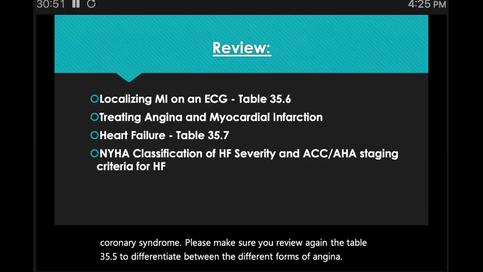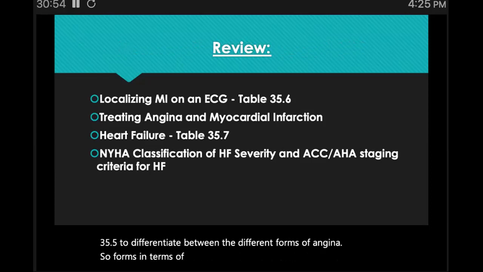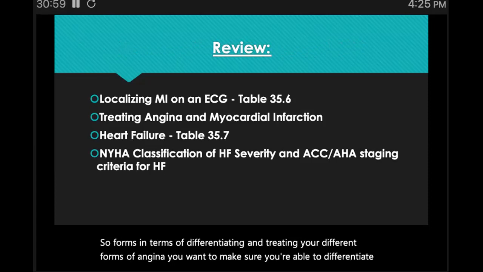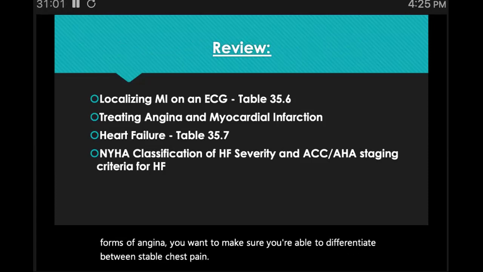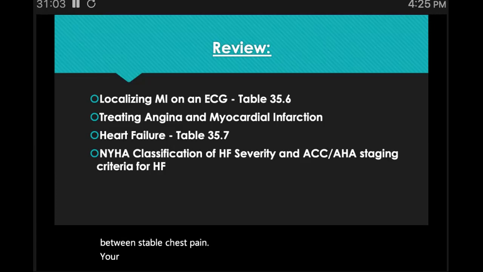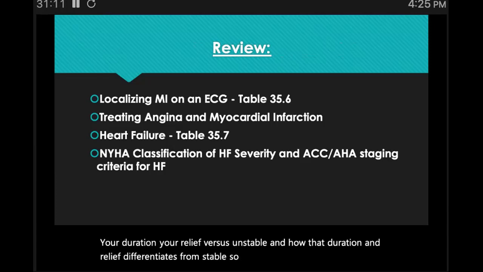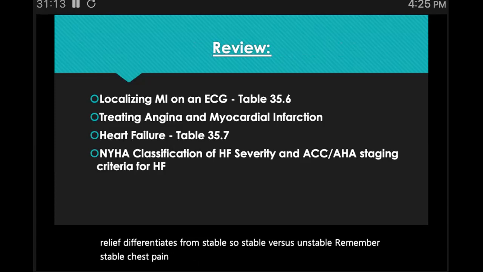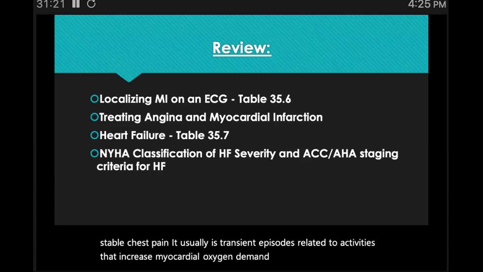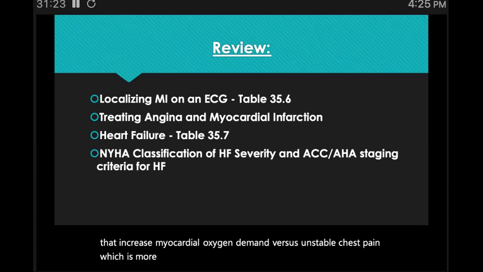So in terms of differentiating and treating your different forms of angina, you want to make sure you're able to differentiate between stable chest pain, your duration, your relief versus unstable, and how that duration and relief differentiates from stable. So stable versus unstable. Remember, stable chest pain usually is transient episodes related to activities that increase myocardial oxygen demand, versus unstable chest pain, which is more severe and brought on with less exertion and may occur at rest.